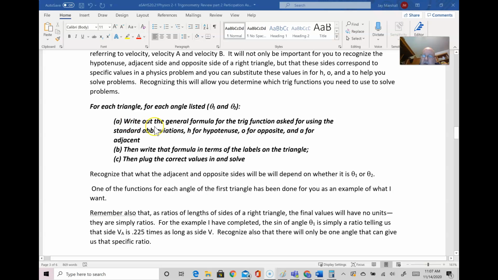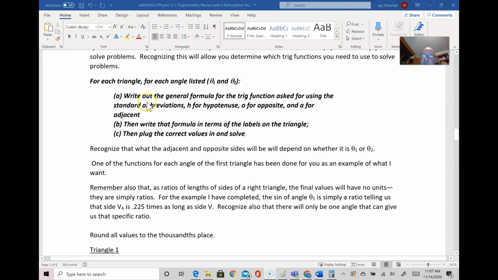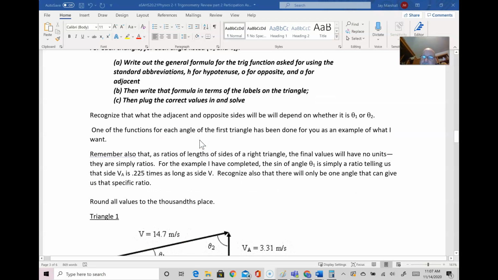So for each triangle, I've listed 2 angles. The 2 non-right angles, I've said one of them's theta 1 and one of them's theta 2. What I want you to do for each of these is write out the general formula for the trig function asked for using the standard abbreviations. Then write that formula in terms of the labels on the triangle, and then plug the values in and solve.